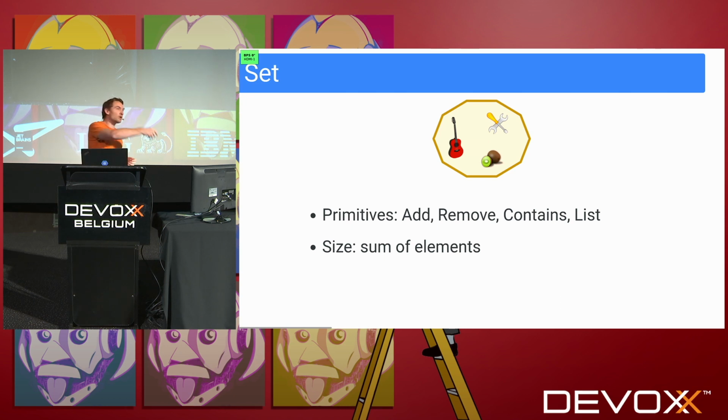You can add elements, you can remove elements, you can open the container to list the elements, and the size of the structure is proportional to the sum of the elements that are inside. So proportional to the number of elements and the size of the elements. Yes, I forgot to say a very important primitive. You can check if an element is in the set. If you know about an element, you can ask, is it in the set or not?